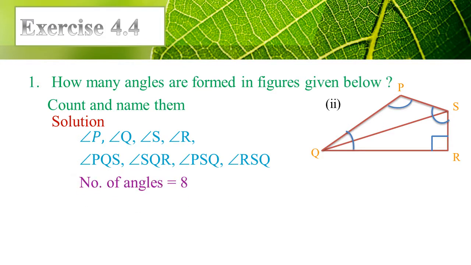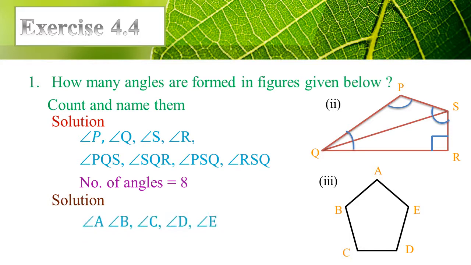Number of angles equal to 8. Then look at this picture. We can form an angle A, angle B, angle C, angle D, and angle E. There are 5 angles, isn't it? Yes, right. Number of angles equal to 5.